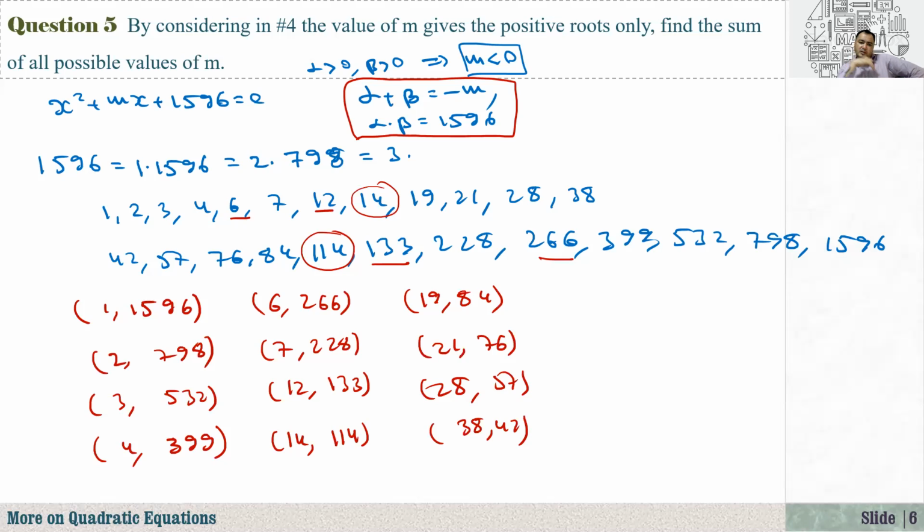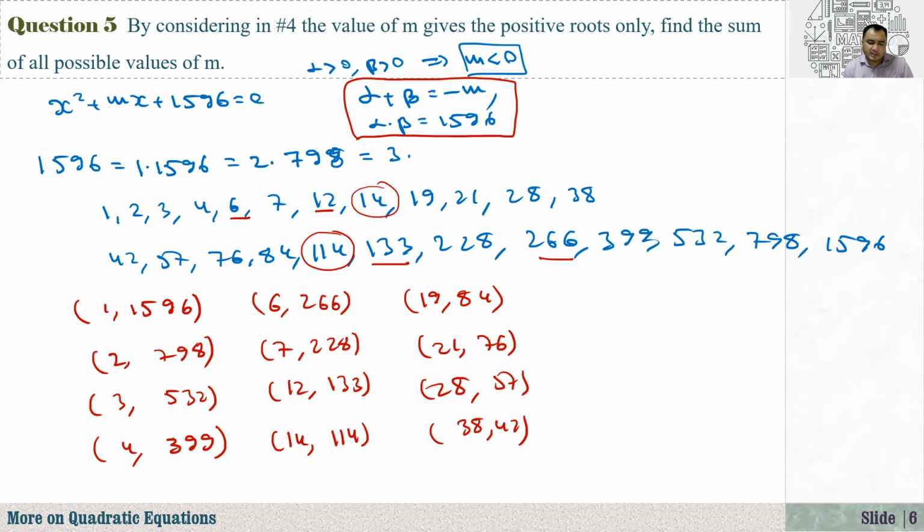So these are all the possible positive roots of this equation, when actually they are integers, right? So what is it here? 1 plus 1596, right? And just actually m is negative, because when m is negative, the roots are positive. So I just need to add all of these numbers together, and after that multiply by -1.